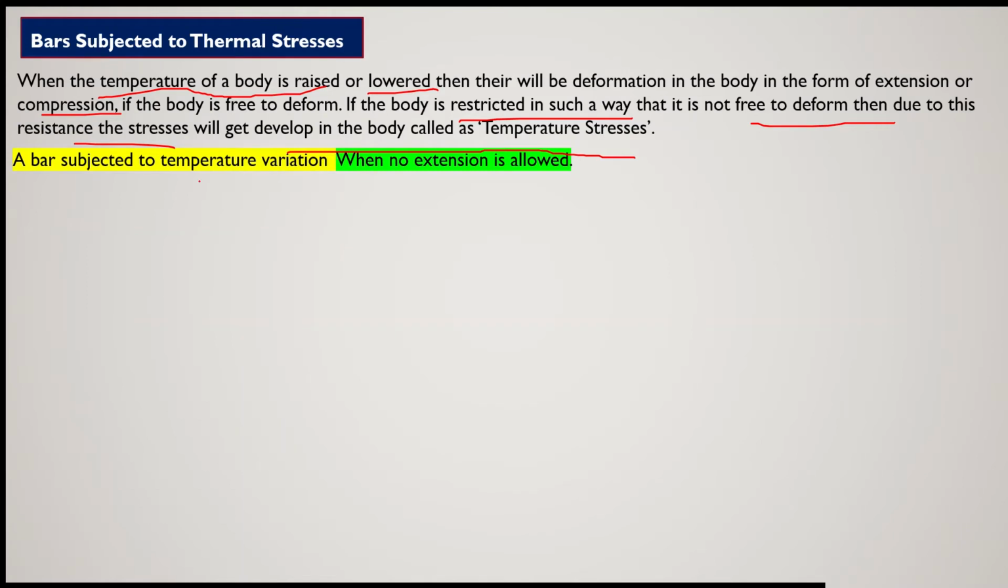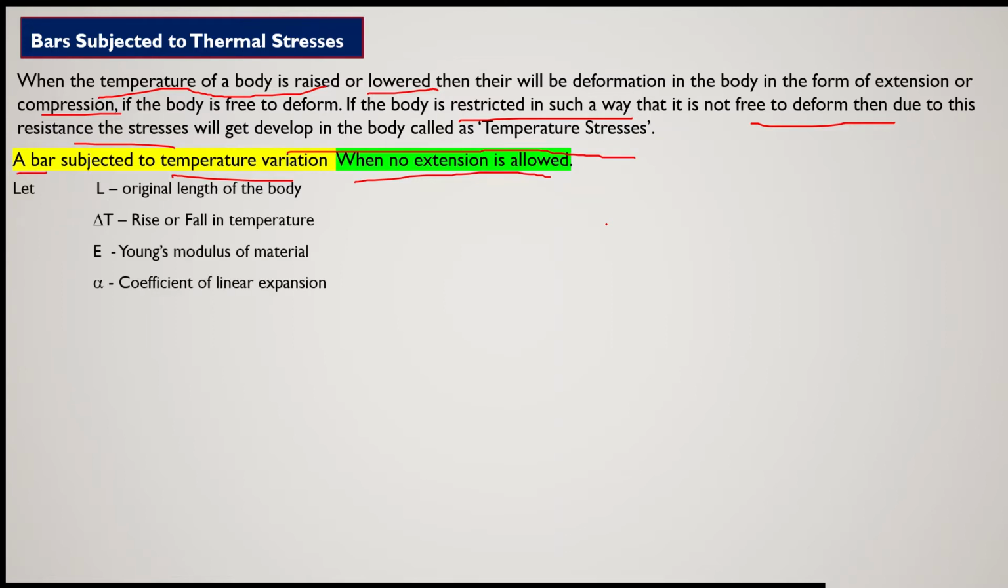Now let us consider a bar, it may be a steel bar, it may be a copper bar or any other type of member, subjected to temperature variation when no extension or compression is allowed. So this will be case number 1, when no extension is allowed or no compression is allowed. Now let us understand it more effectively.